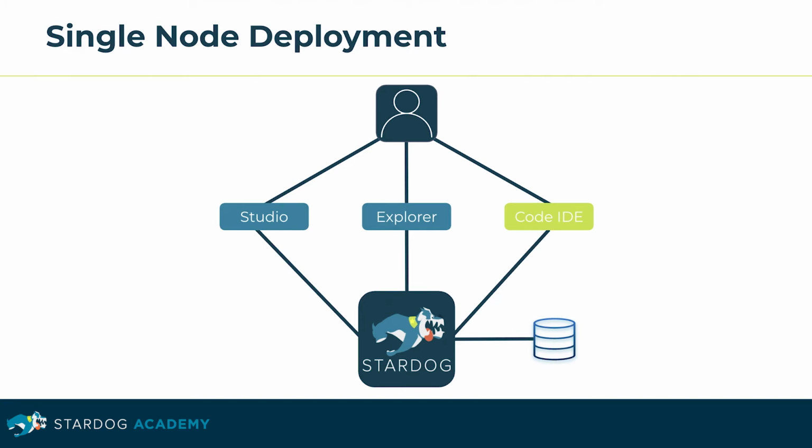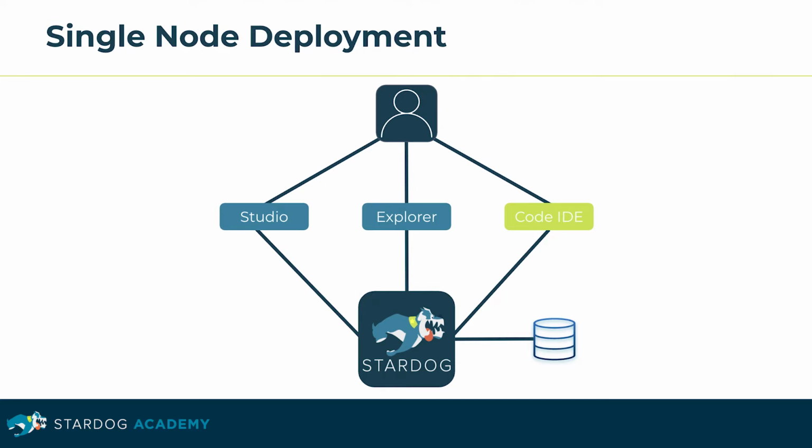Looking a little bit more closely at the single node deployment, we see that the developer can use a variety of applications to interact with their Stardog environment. Things like Stardog Studio, Explore, any other code integrated development environment would all be candidates to connect to Stardog. And we see here that the Stardog server itself can connect to other data sources.